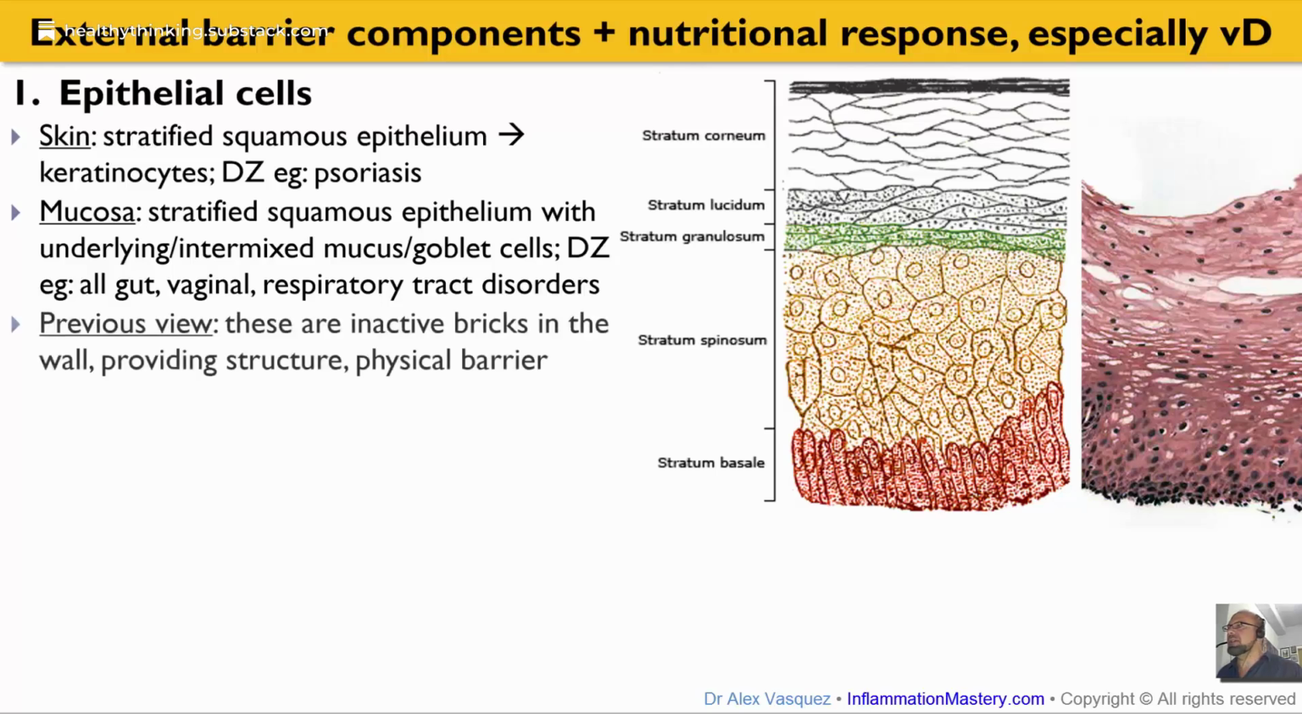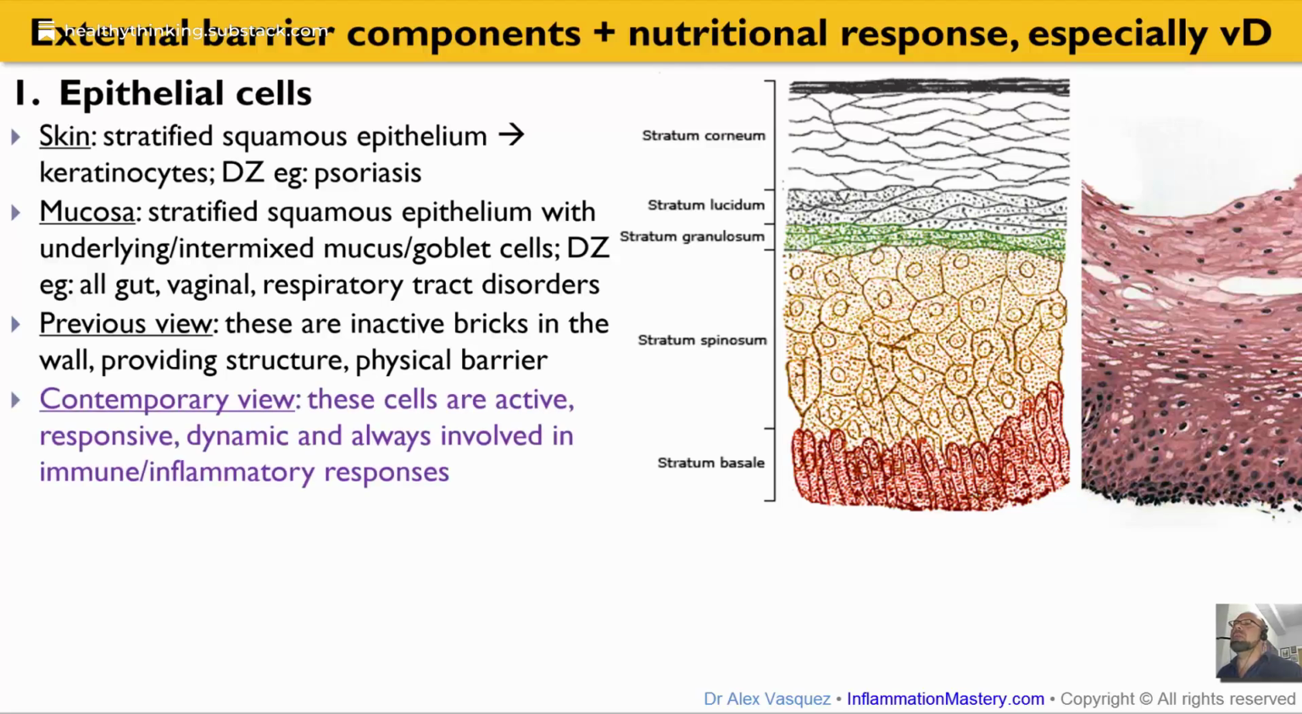Examples of mucosal surfaces include the gastrointestinal tract, obviously starting with the mouth, the genitourinary tract, and the respiratory tract. So the previous view of these epithelial cells is that they were relatively inactive, and they were just basically bricks kind of stuck in mortar, providing a physical and structural barrier. But now we perceive these cells as being very active and very metabolically engaged and immunologically engaged, and certainly responding against infections and other inflammatory insults.